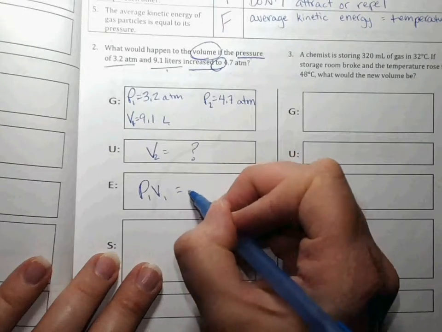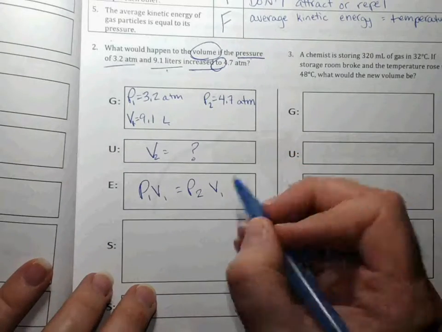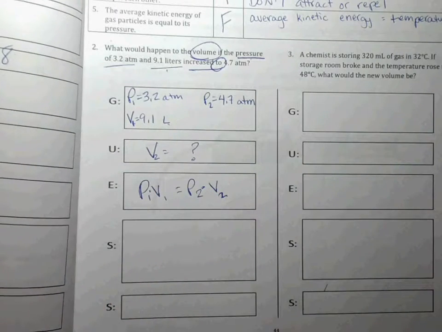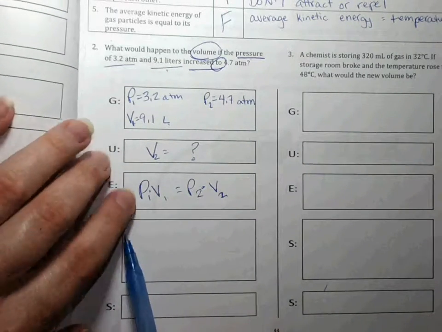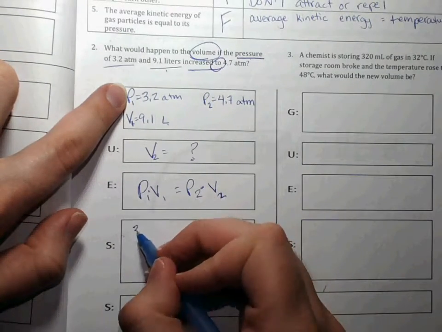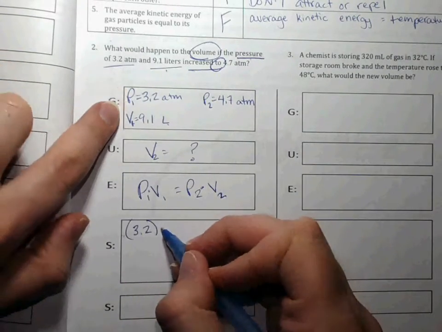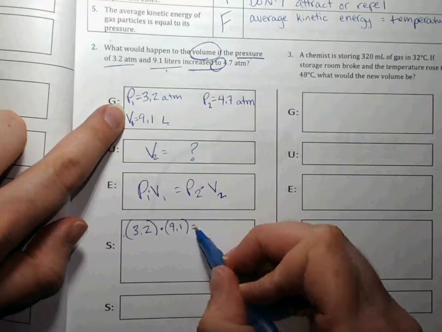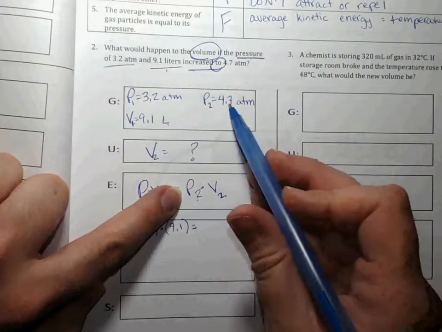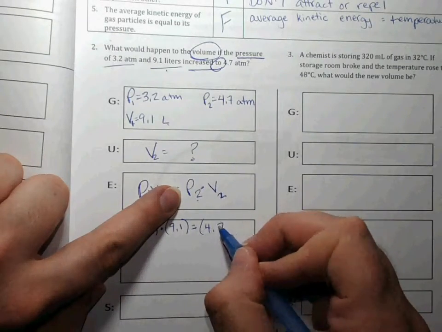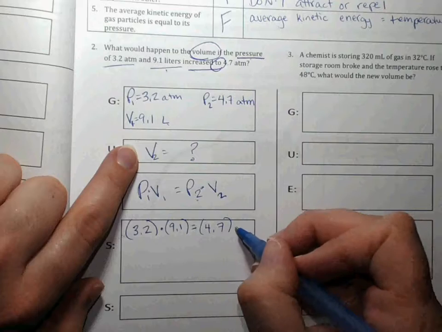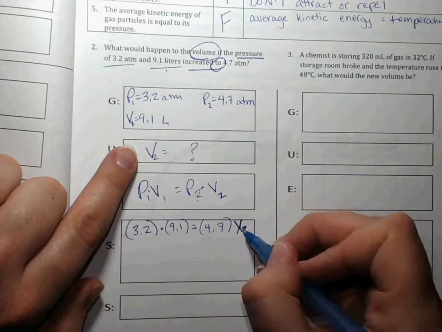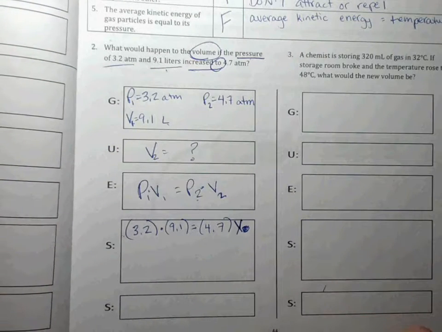And it may help to recall that even though it doesn't have times signs in there, these are multiplied by each other. We can go substitute. Instead of P1, I'm going to write 3.2. That's times, instead of V1, I'm going to write 9.1. Equals, instead of P2, I'm going to write 4.7. And V2, I don't know. I can write V2 if I want. I could also just write X. You could just write X if it bothers you.